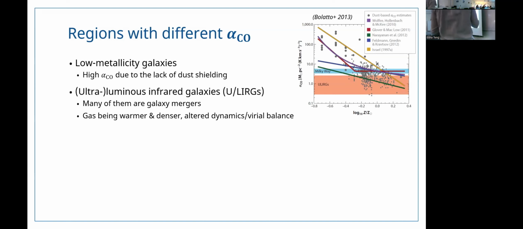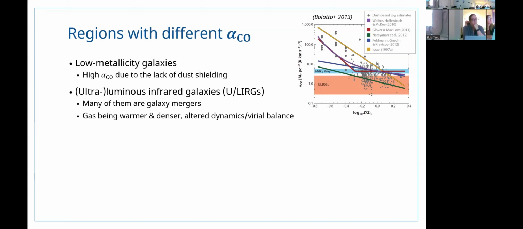So in this figure here, you can see a bunch of alpha CO measurements or alpha CO predictions from simulations. And you can see that alpha CO can vary up to orders of magnitude in different environments. So for example, low metallicity galaxies typically have much larger alpha CO than the typical Milky Way disk value people are assuming. And this is probably because in these low metallicity environments, there is less dust to protect CO from being photodissociated.